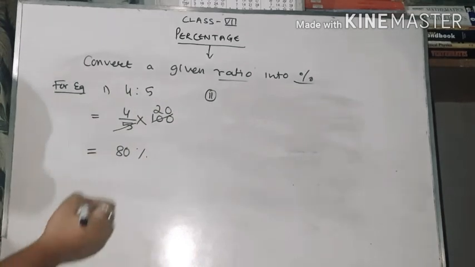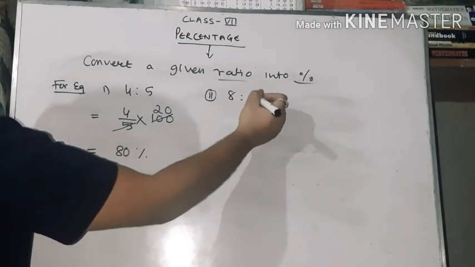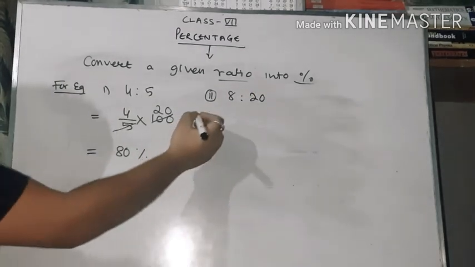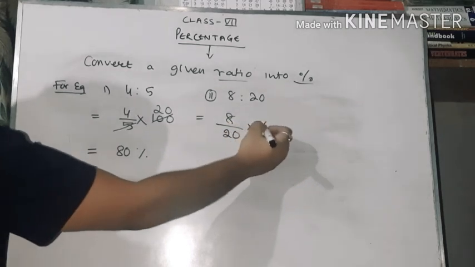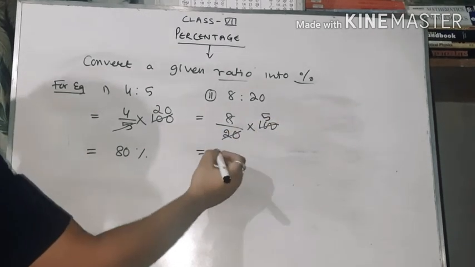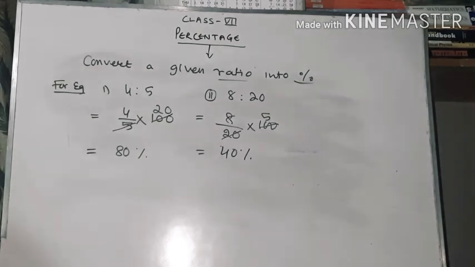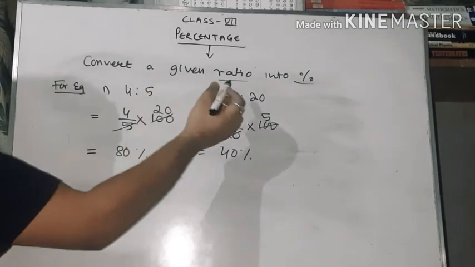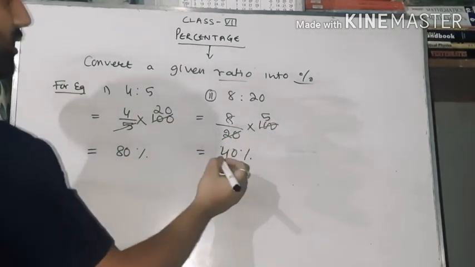Next we have, suppose, 8 is to, let's say, 20. Then here also we can write 8 by 20 out of 100. So 20 5s are 100, and 8 5s are 40%. So this is how we can convert our ratio into a percentage. When the ratio gets multiplied by 100, we get our percentage.